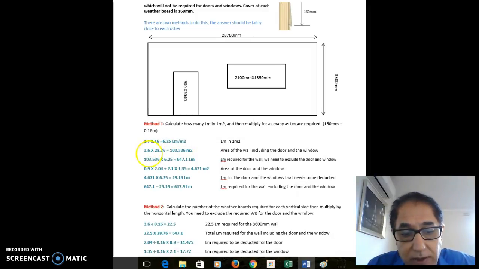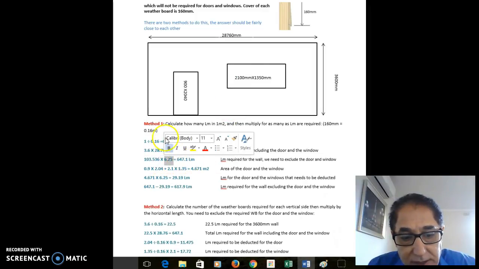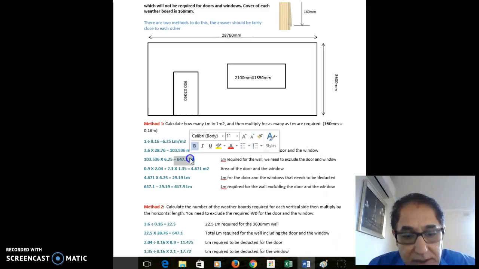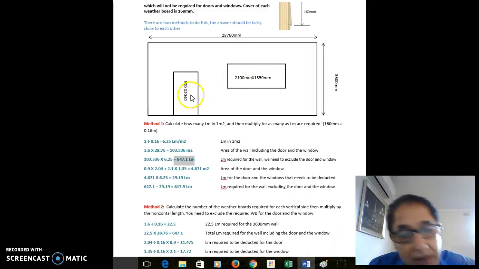Then we find out the area required for that. This is 3.6 times 28.76. So that's the whole area of the wall. And then multiply by the required linear meter per square meter. Then this is the whole linear meter required if we didn't have a window or door.